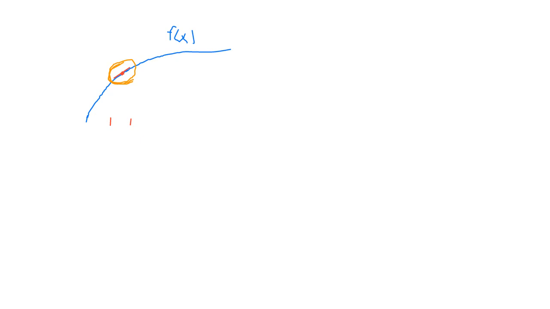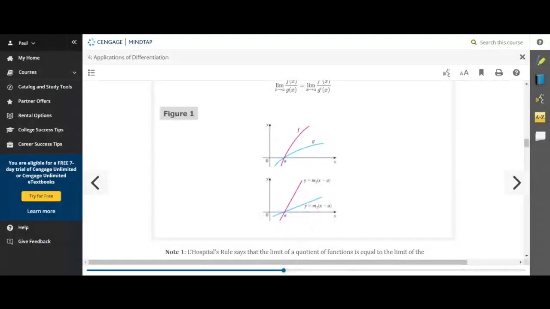So we're going to take advantage of that. Back to figure 1, we can approximate the functions f and g at that point a, 0 with tangent lines. For the function f, the tangent line is y equals m1 times x minus a, where m1 is the derivative. Now let's see if I can justify that.